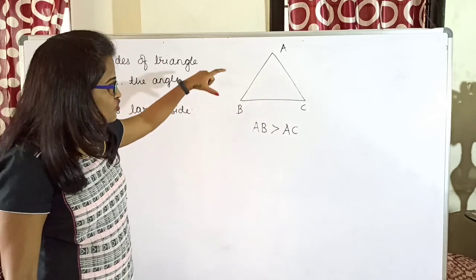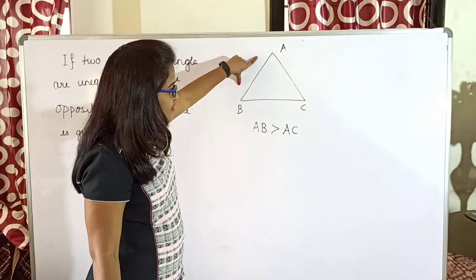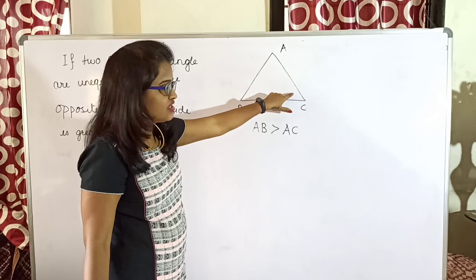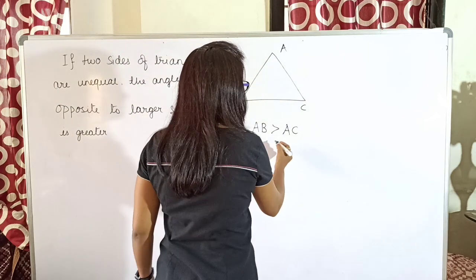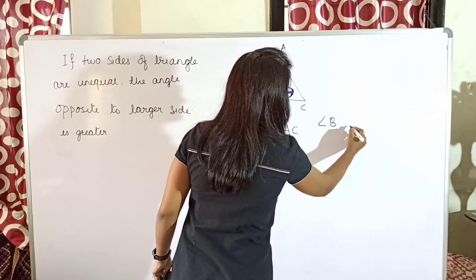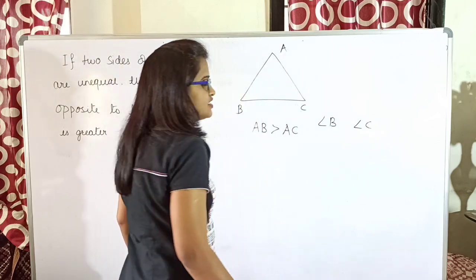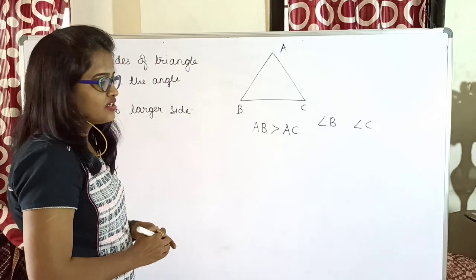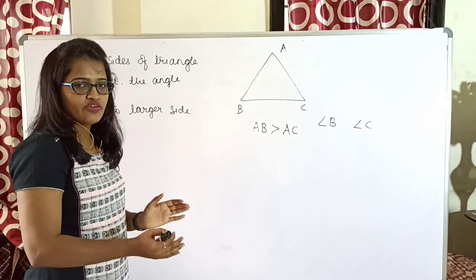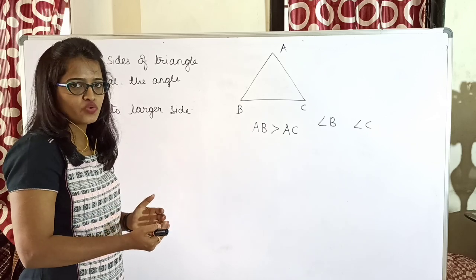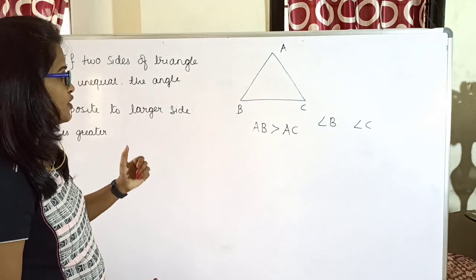opposite angles? Which is the angle opposite to AB? It's angle C, whereas which is the angle opposite to AC? It is angle B. So what will be the relation between angle B and angle C? Yes, that we are going to see in the inequalities of the triangle. Whenever you are considering the relation for inequalities, you will be considering that with respect to one triangle.